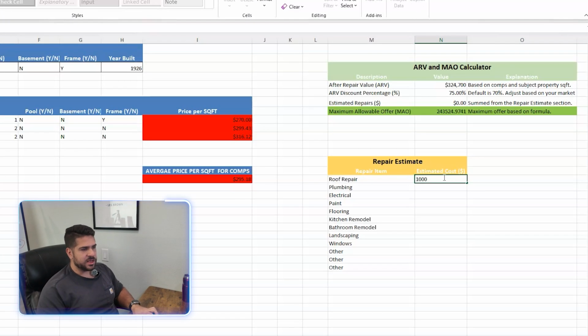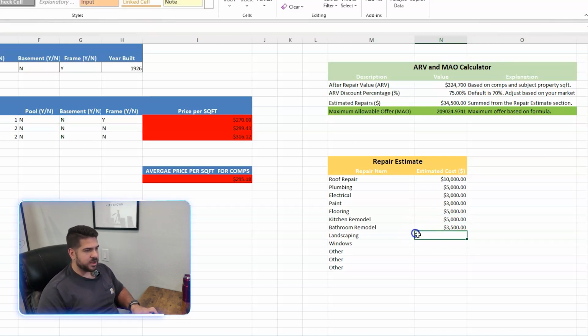But let's just say your roof is $10,000, you have to do $5,000 in plumbing, you have to do $3,000 of electrical work, you got to spend another $3,000 on paint, $5,000 on flooring. Let's say you're doing a $5,000 kitchen remodel, $3,500 bathroom remodel. Let's say $1,000 on landscaping. Let's say windows are good, whatever. So let's say you have to spend $35,500 on this property, which is a very cheap remodel.